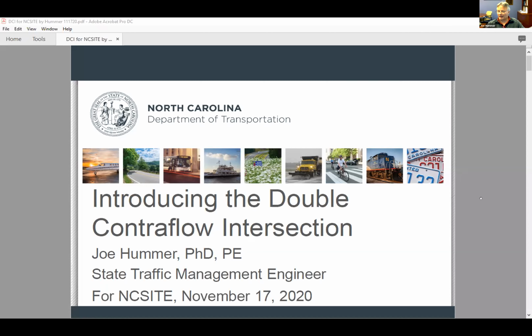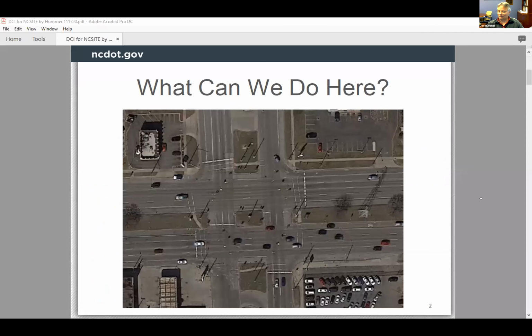So it's a pleasure to be here with you today. I do appreciate the opportunity to lob in a new design, kind of claim credit for this one as one of the new inventions. We'll see how it goes. And appreciate the chance to try it out here among this group and see whether you like it or not. The double contraflow intersection.